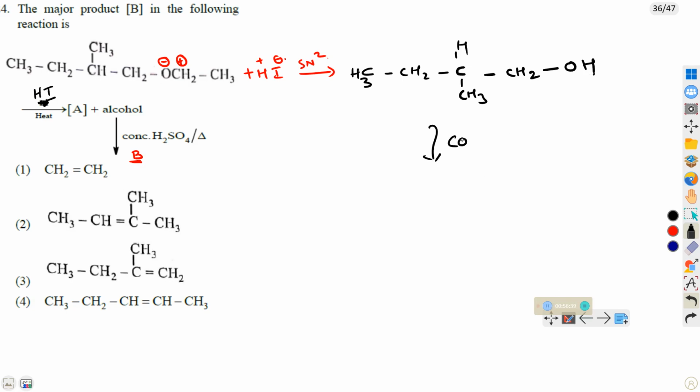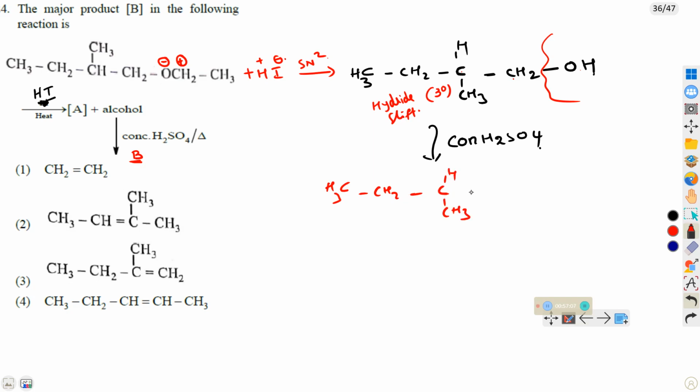It's concentrated H2SO4. Dehydration takes place. First of all, the carbon adjacent to the OH group attached carbon is a 3 degree carbon. So here hydride shift takes place. Hydride shift is possible. How? First of all, remove OH minus, then it gives CH3CH2CH(CH3)CH2 plus.